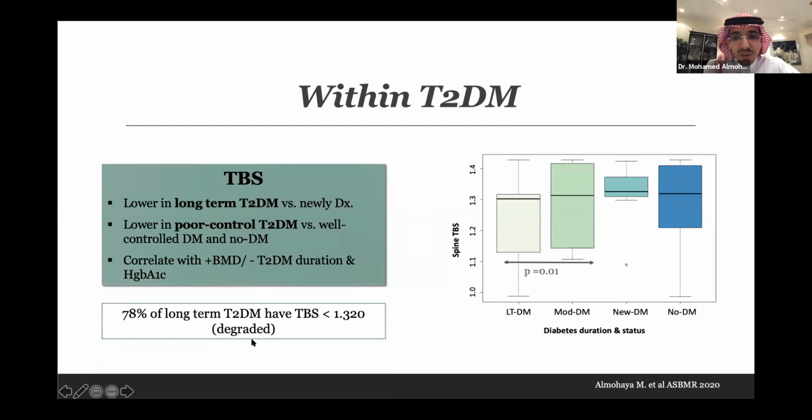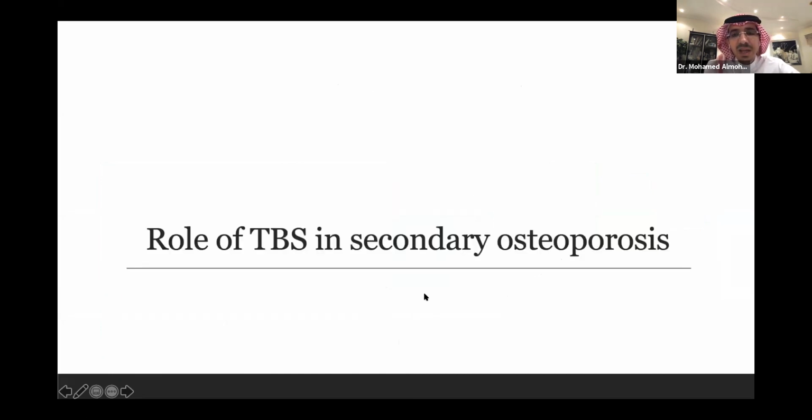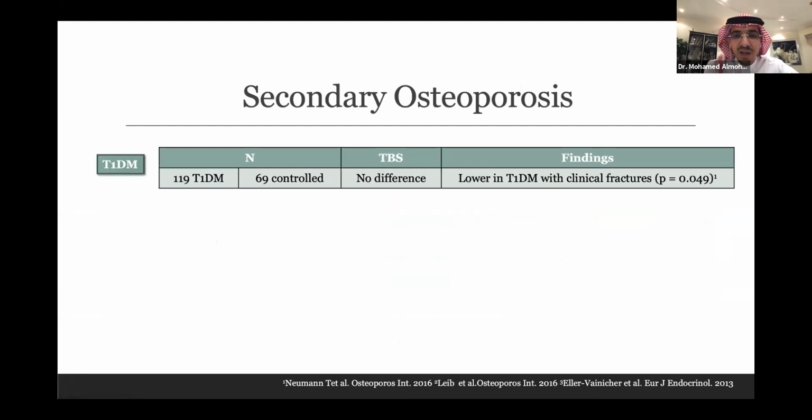The majority of patients who have long-term diabetes have a degraded structure. So that's in regard to type 2 diabetes and its relation with the TBS values. There are, of course, other conditions. I will not go through all of them in detail, but roughly, in this study of type 1 diabetes, where they have a control group in comparison to type 1 diabetes, there is no big difference in TBS values between the two groups. But interestingly, those with type 1 diabetes who have a fracture have a lower TBS in comparison to those without a fracture.